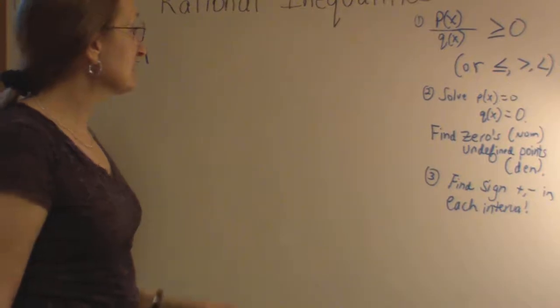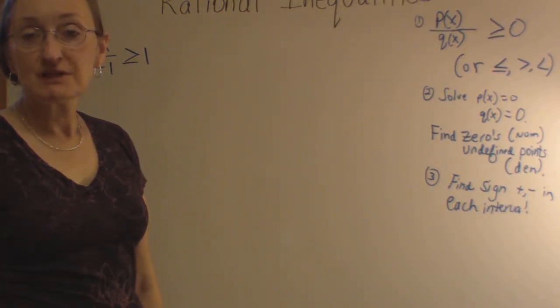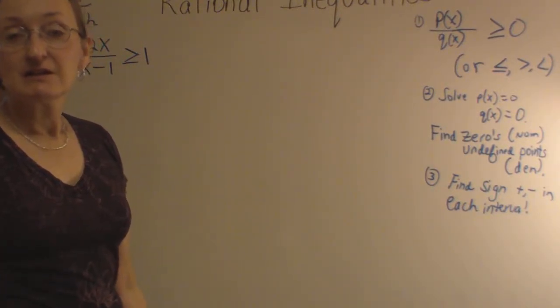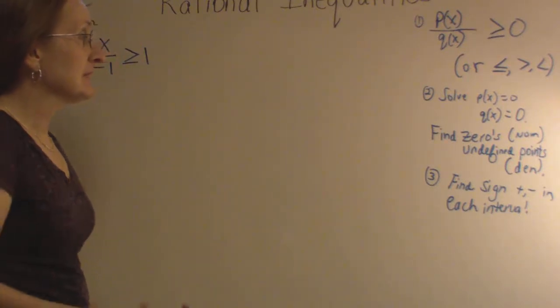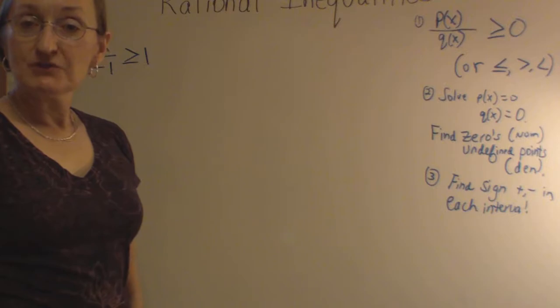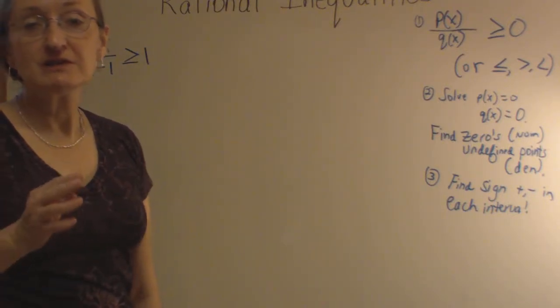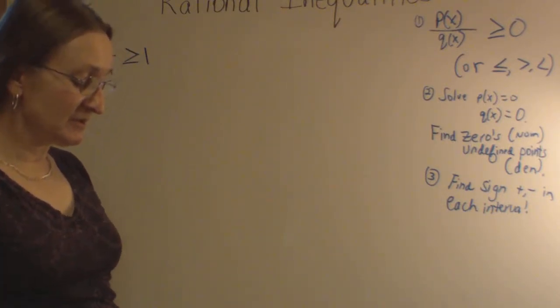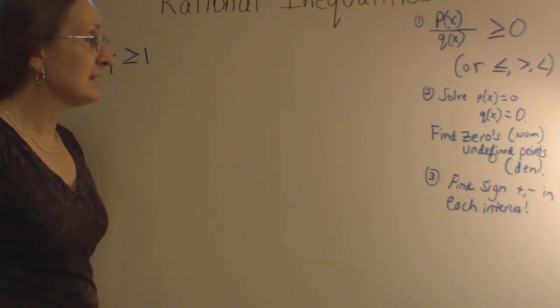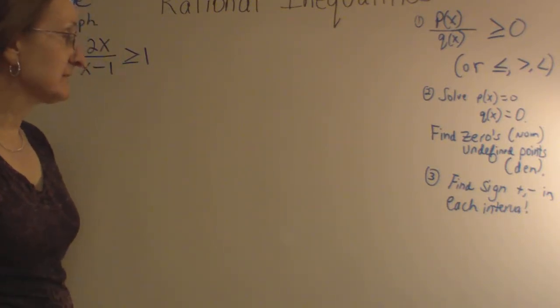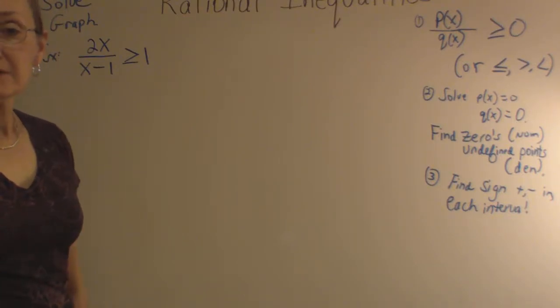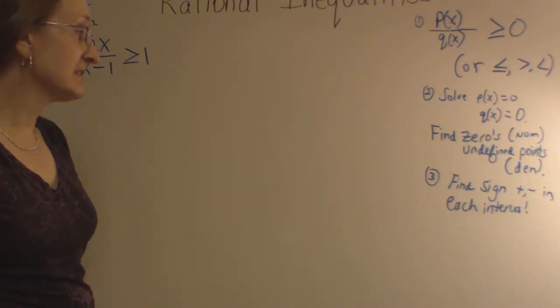And in our problem it's going to be greater than or equal to 0, but it can be anything. It could be less than or equal to 0, it could be just greater than, or it could be just less than. So what we'll do first is solve the numerator and denominator separately. So we're going to set those equal to 0. And then we're going to find the zeros or the solutions of the numerator, as well as any undefined points or solutions for the denominator.